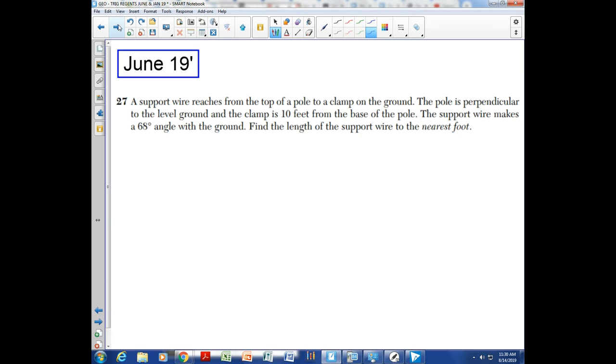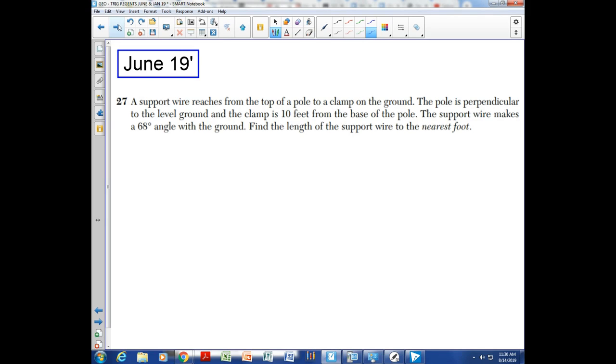June 19, question number 27. A support wire reaches from the top of a pole to a clamp on the ground. The pole is perpendicular to the level ground and the clamp is 10 feet from the base of the pole. The support wire makes a 68-degree angle with the ground. Find the length of the support wire to the nearest foot.